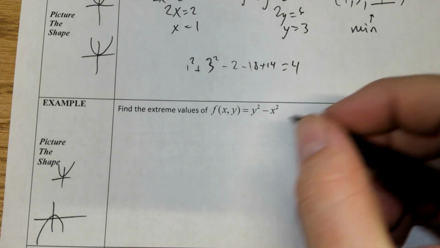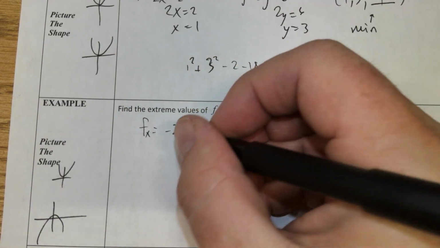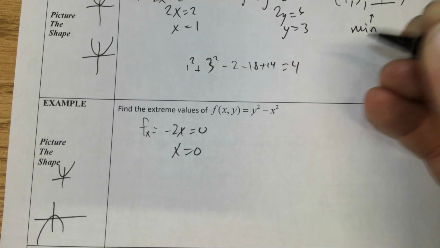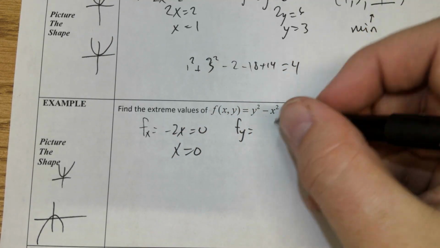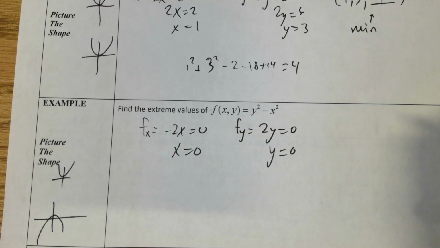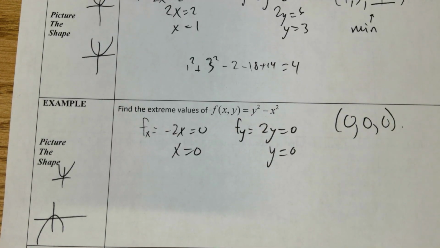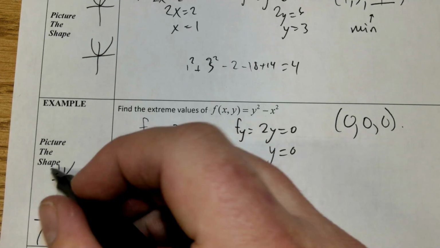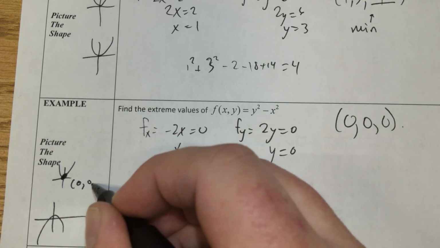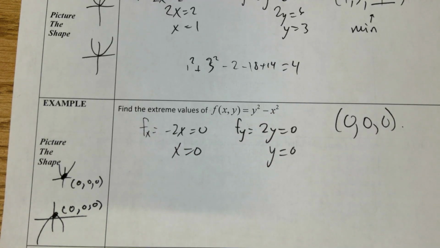Let's just take a look and see what happens. F sub x would be negative 2x equals 0. That means x equals 0. F sub y would be 2y equals 0, which would mean y is equal to 0. And that would give me the coordinate (0, 0, 0). But that's my issue. If this is (0, 0, 0), and this is (0, 0, 0), how could it be a min and a max at the same time?